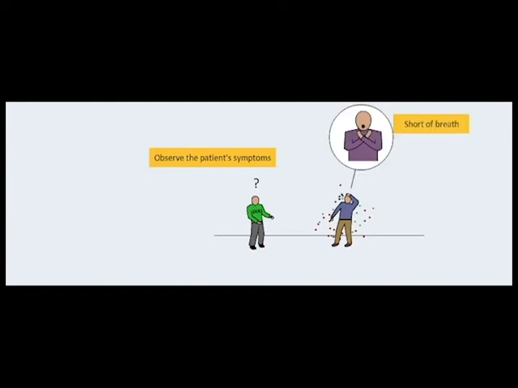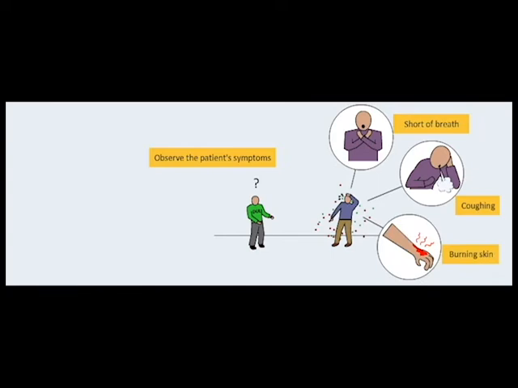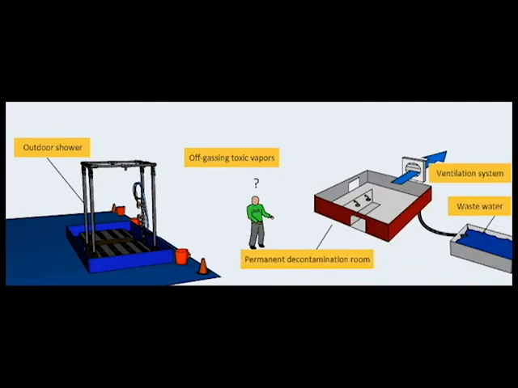If the substance is not identified, a number of factors need to be considered when deciding where decontamination should be performed. The first is to determine if the individual is symptomatic from the exposure. The easiest way to assess this is through direct observation. If the victim is short of breath, coughing, or complaining of a burning sensation of their skin, it is reasonable to assume that the substance results in vapor that could off-gas or that it is toxic to some degree. In this case, the use of an outdoor shower or suitable permanent decon room is indicated.